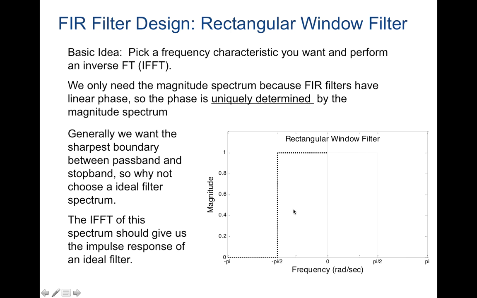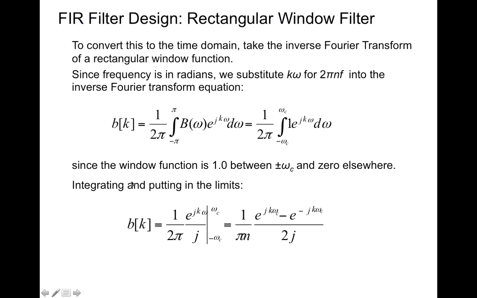So a couple of things. First of all, you're referencing your frequency from minus pi to pi because that's just the way MATLAB is going to implement this. So to convert to the time domain, we're going to take the inverse Fourier transform of this rectangular window function. Now the frequency's in radians, so this would be our rectangular window.